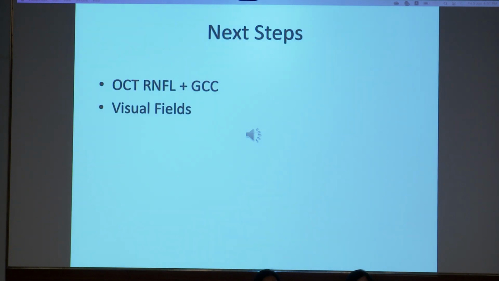Once you suspect progression on your clinical examination, the next step involves documenting it structurally using the optical coherence tomography and functionally using the perimetry.